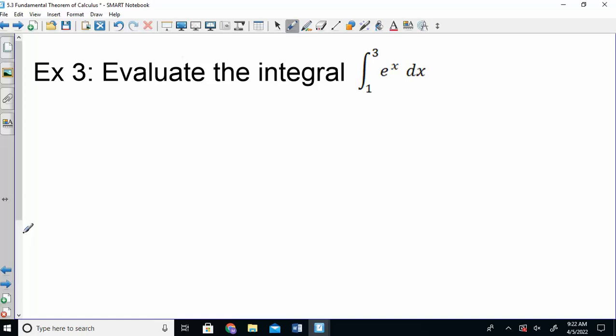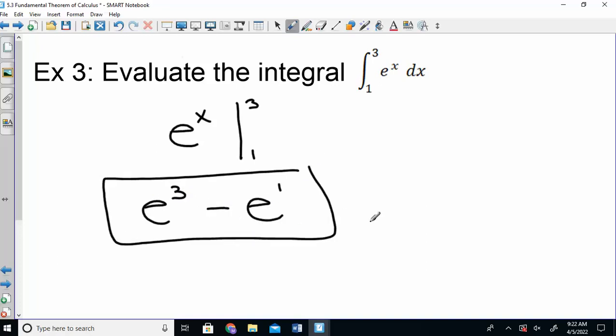So some of these are like the new stuff, and a lot of these are like the old thing. So if I ask you to evaluate this integral, what is the antiderivative of e to the x? Still e to the x. Evaluate that from 1 to 3, so remember you plug in the upper minus the lower. So you get e to the third minus e, or e to the third minus e to the first.